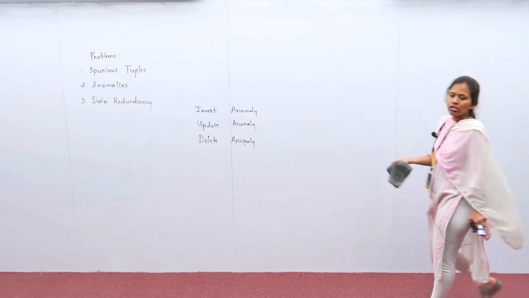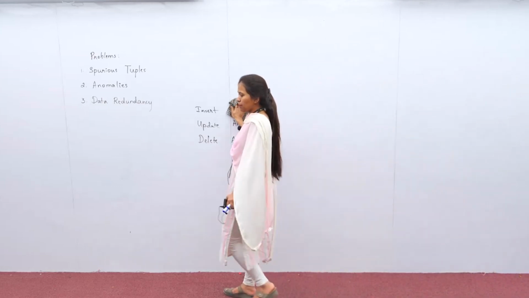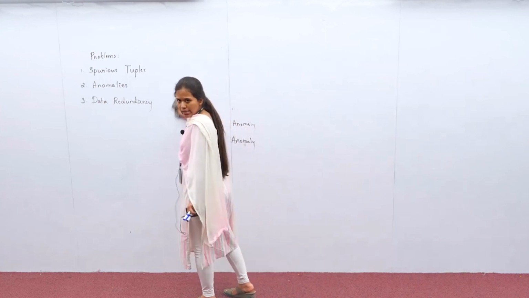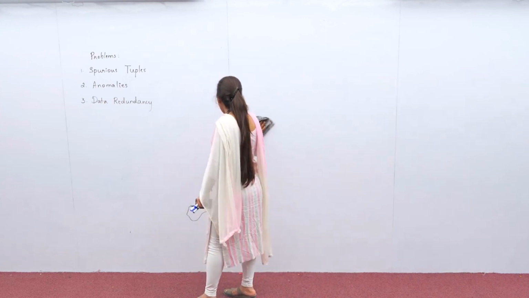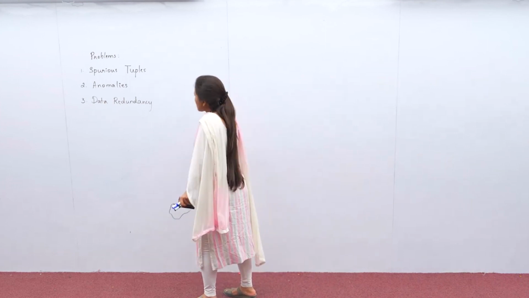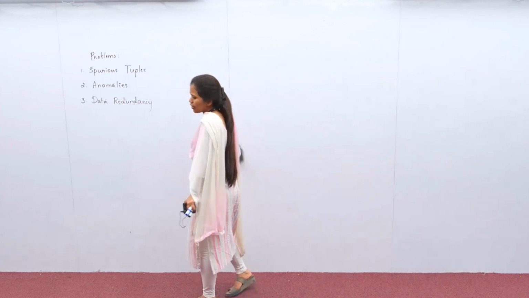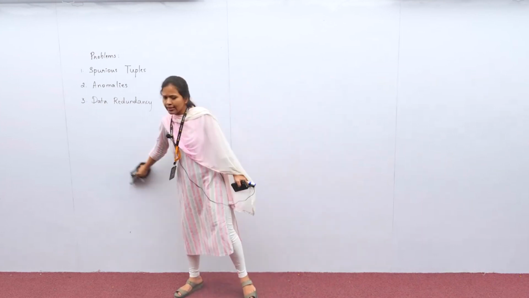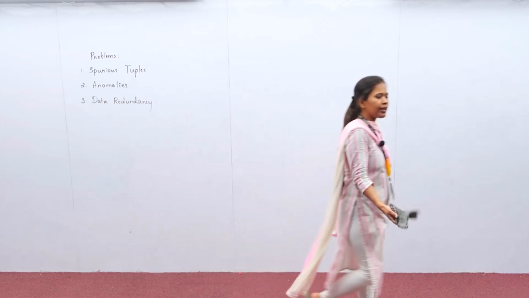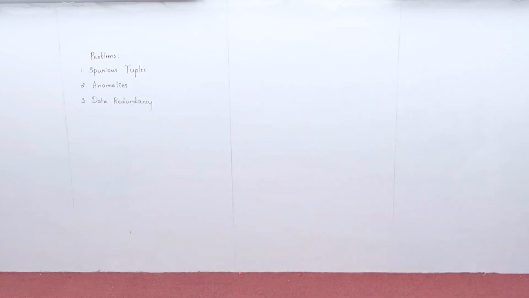Again, this anomaly problem can be overcome by performing normalization. And next is data redundancy. As I told, very simple: data redundancy is nothing but repetition of the same data, which leads to memory wastage. You call it data redundancy. Kindly take down data redundancy.